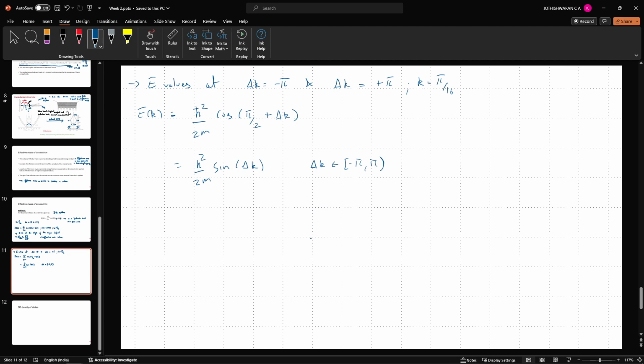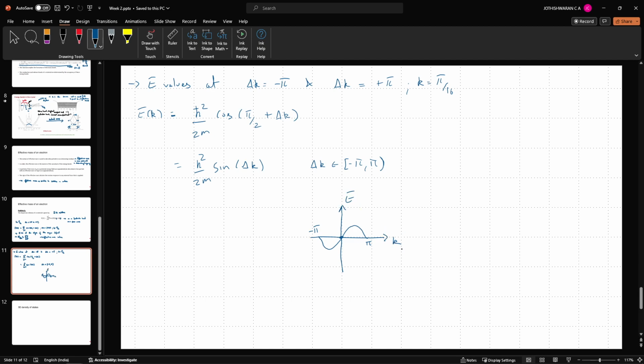Only for these values. So what is happening in this case? If I draw E versus k, at delta k equal to 0, of course E is 0, and it will go up, come down. This is delta k equal to pi. Similarly, this will go down, come up. Delta k is equal to minus pi. So this is the E-k relation.